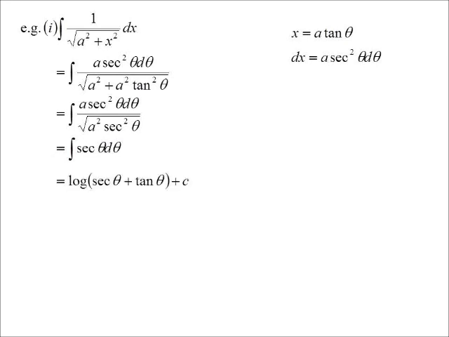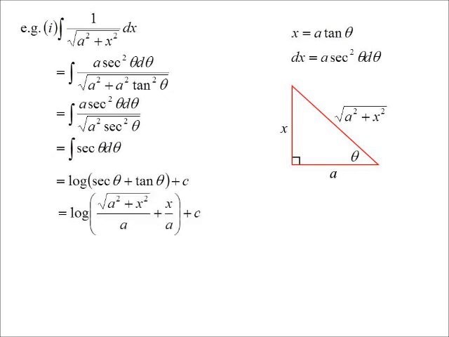Integral of sec, log of sec plus tan. So log of sec plus tan. Now how do I substitute back in? Well, I'll draw myself up a triangle. We know x over a is tan theta. The hypotenuse, no coincidence, turns out to be the surd. And now I can just substitute in. So sec is the square root of a squared plus x squared over a. Tan is x over a.